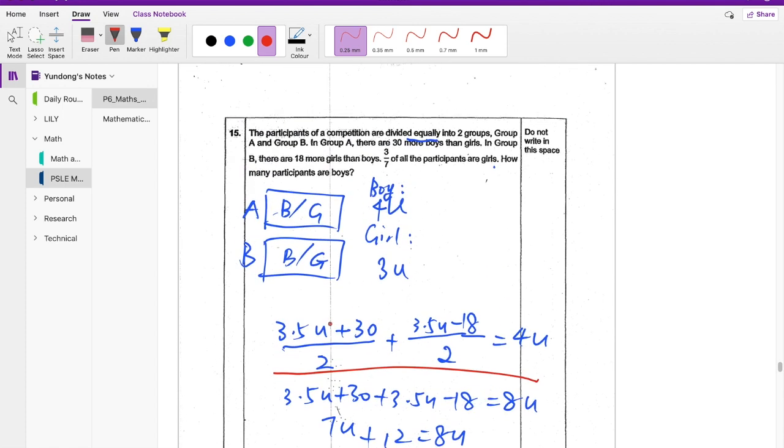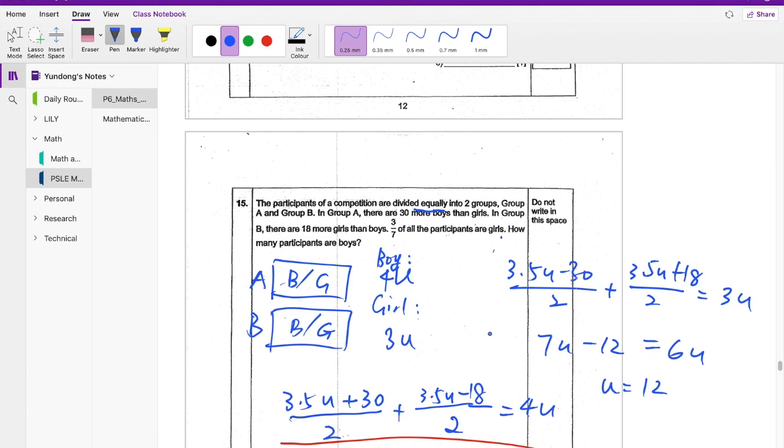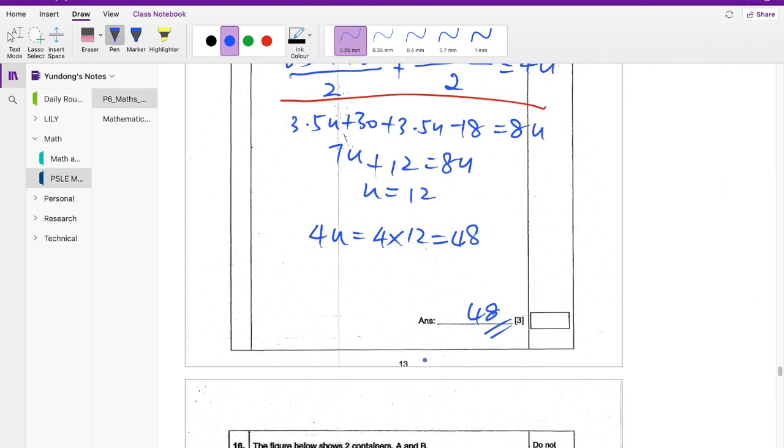We can also formulate the equation using girls. Within group A, girls are 3.5U minus 30, divided by 2. In group B, there are 18 more girls, so we add 18 and divide by 2. This is the girls in group B. In total, the girls are 3U. So the same: 7U minus 12 equals 2 times 3U, which is 6U, so U equals 12. Then we calculate 4U is 48, so the girls in total is 36, right?